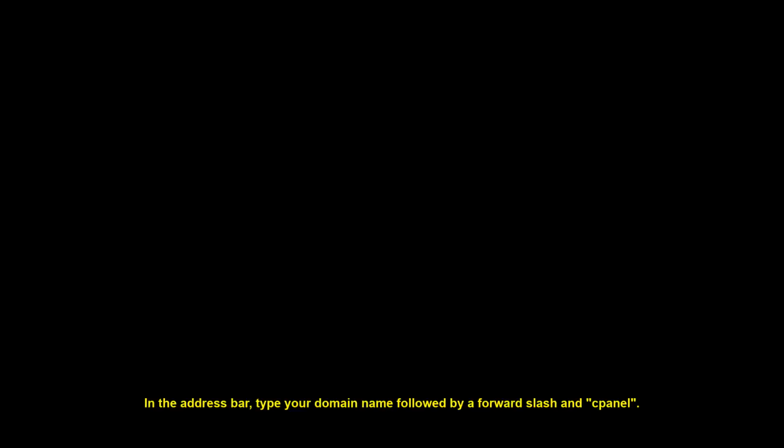In the address bar, type your domain name followed by a / and cPanel. For example, if your domain is example.com, you would enter example.com/cPanel. Press the Enter key to navigate to the cPanel login page. You should see a login form prompting for your credentials.